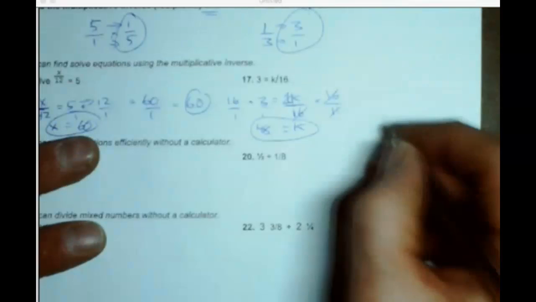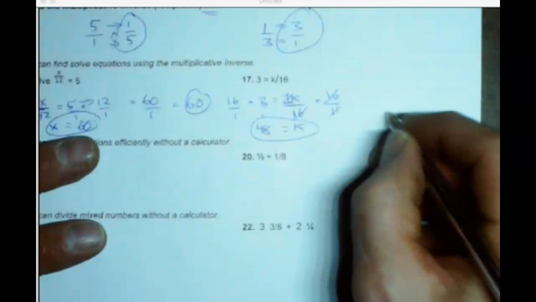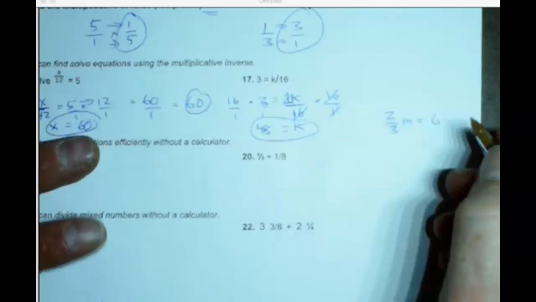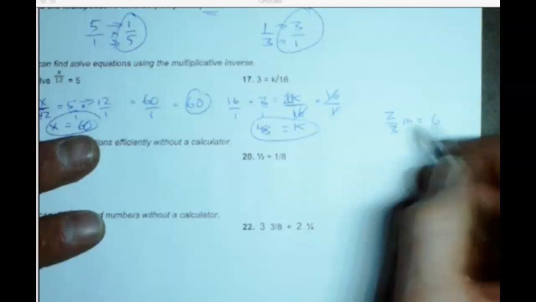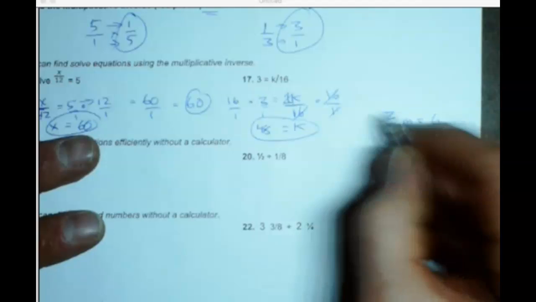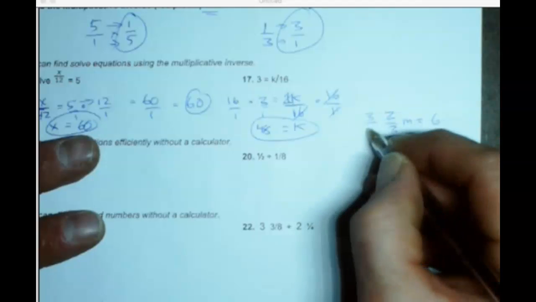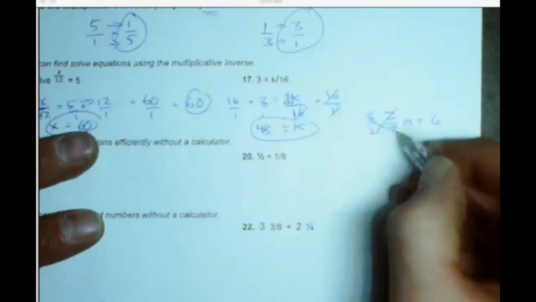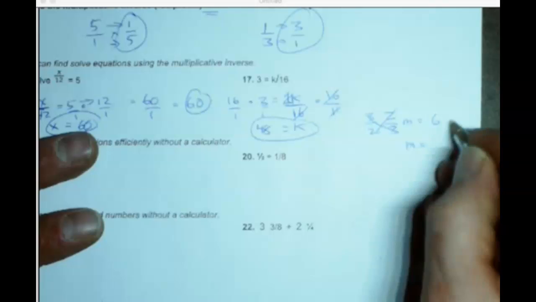Let me see if I can do another one here. That's actually the easiest, I think, is when you have 2/3 m equals 6. In other words, 2/3 of something equals 6. Well, 2/3 is my fraction, so I want to get it to 1, so I'm going to multiply by the opposite, which is 3 over 2. These cross off, just leaving m. Got to do the same on the other side.